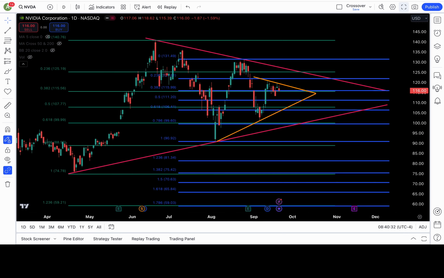NVDA, I got structures within structures, fib levels within fib levels. Now the plan to be bearish is overall still the same.